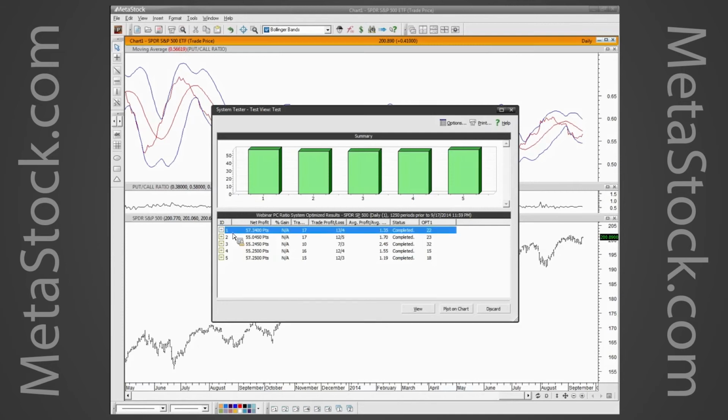And the best result was 57.34 points, which was not a whole lot more than testing our default value. The number of trades was 17, 13 profitable and 4 losing. Average profit was 1.35, and the optimized value that produced that was 22 periods.